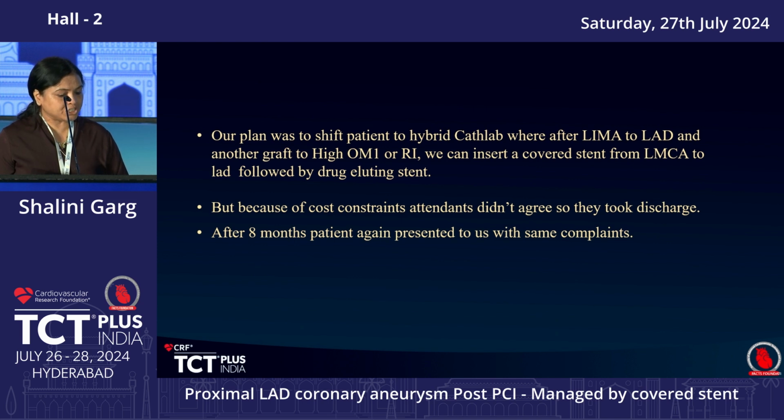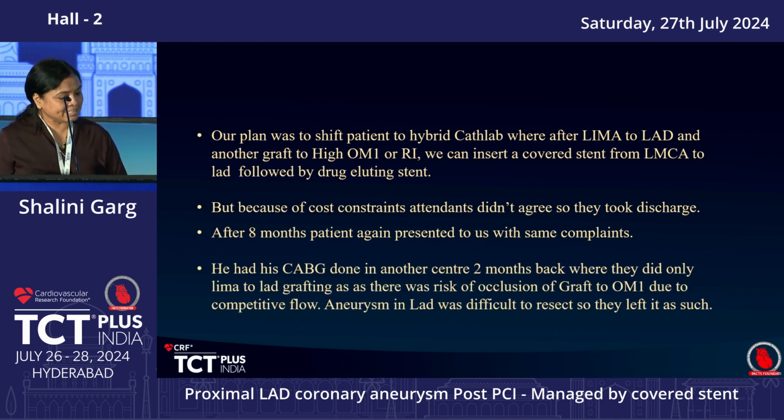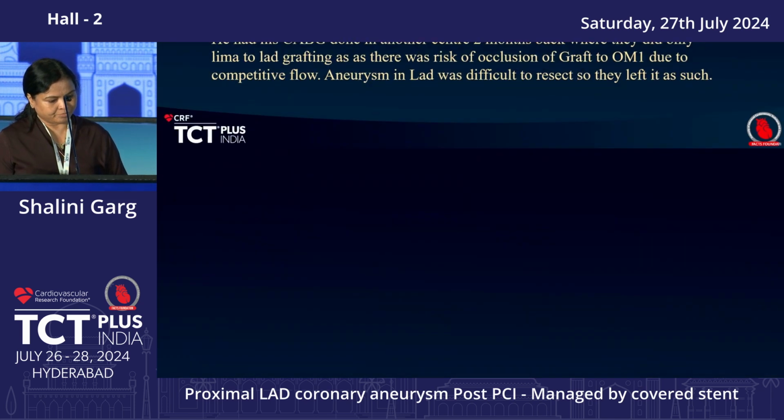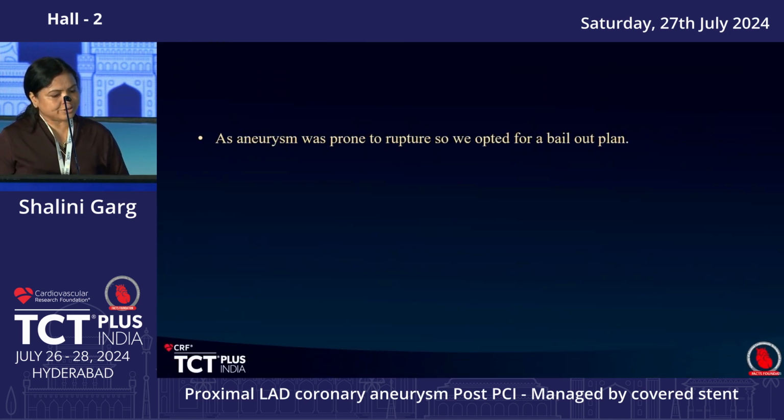After 8 months, patient again presented to us with same complaints. He had a CABG done in another center 2 months back, where they did only LIMA to LAD grafting, as there was risk of occlusion of graft to OM1 due to competitive flow. Aneurysm in LAD was left as such because it was difficult to resect. As aneurysm was prone to rupture, so we opted for a bailout plan.